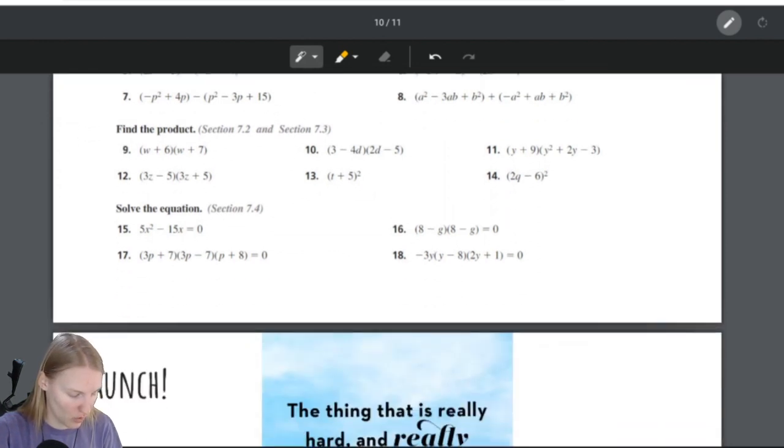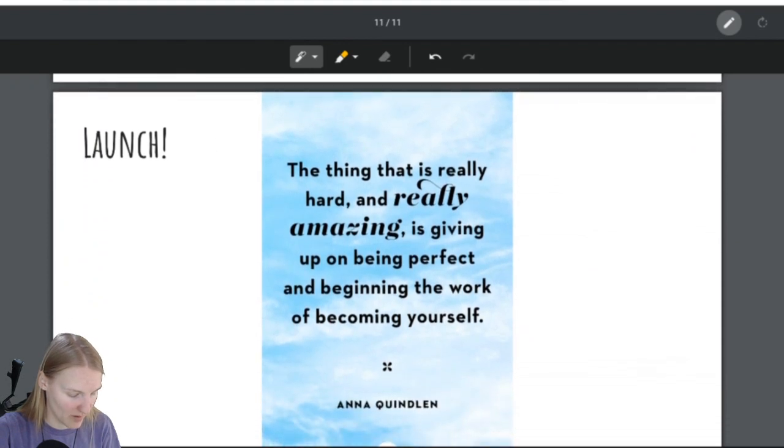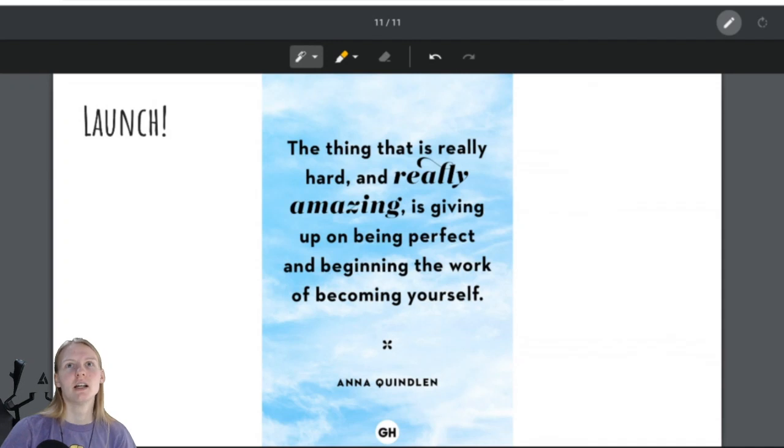And yeah, your launch for today comes from Anna Quindlin, and it says, the thing that is really hard and really amazing is giving up on being perfect and beginning the work of becoming yourself. I like this because it is really hard, but it is so amazing to give up on being perfect. The sooner you can do that, the better, because no one's perfect and it's not possible to be perfect. So the sooner you give up on that, the better. And begin the work of becoming yourself. You get to be whoever you want to be, not who your parents tell you need to be, or, I mean, follow their advice. I'm not telling you to disrespect your parents.